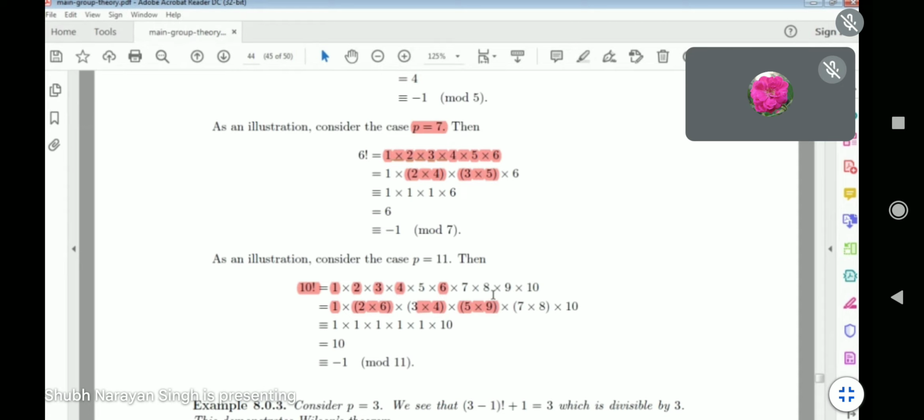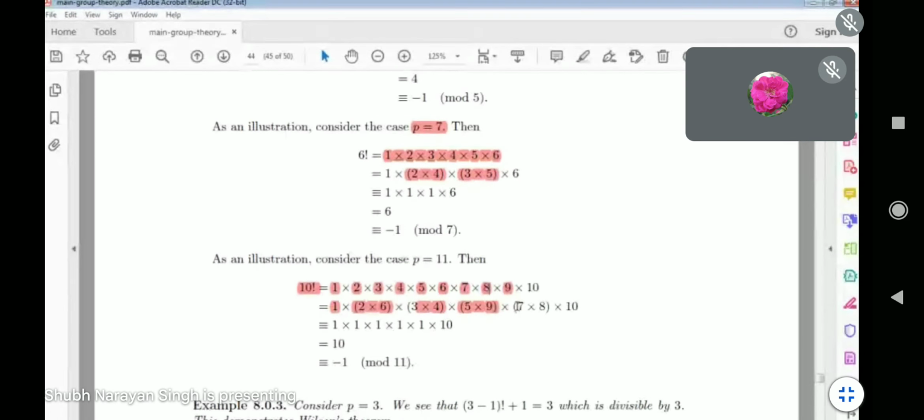So we have calculated the inverse of 5 and 9 already. Come to another element, 7. What is the inverse of 7 modulo 11? 8. And conversely, what is the inverse of 8 modulo 11? 7. So that's why I put 7 and 8 side by side in the next line. You can see that.